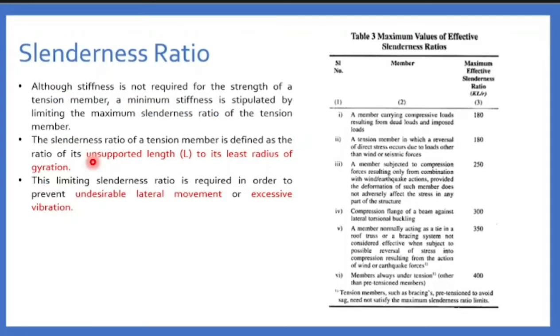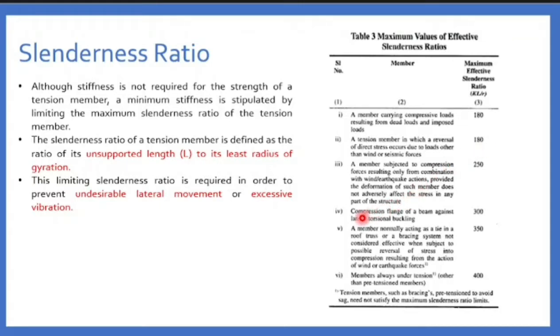Now slenderness ratio. The ratio between unsupported length to the least radius of gyration. This is known as slenderness ratio, that is L by r. When you are designing the tension member, you should check that this comes below the maximum effective slenderness ratio, that is KL by r. Table number 3 in IS 800. A member which is carrying compressive load resulting in dead load and live load, what is the maximum slenderness ratio? L by r is 180. If you are designing a tension member, the maximum slenderness ratio should be 180.